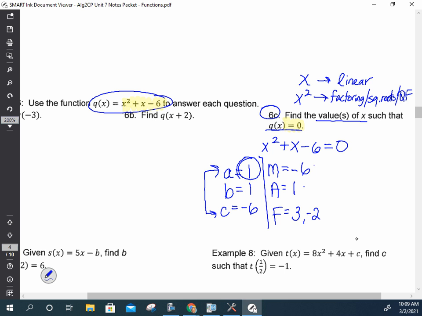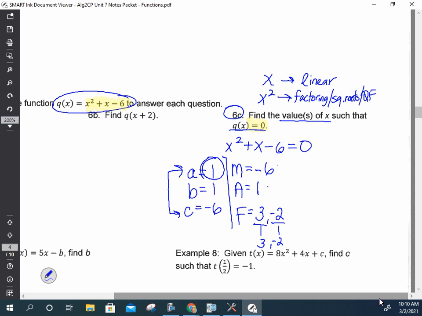Take the A value and divide it out. 3 divided by 1 is still 3. Negative 2 divided by 1 is still negative 2. That gives us x plus 3 and x minus 2 equals 0. So, Sherry, we good so far?